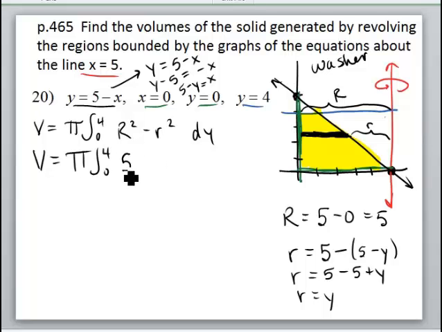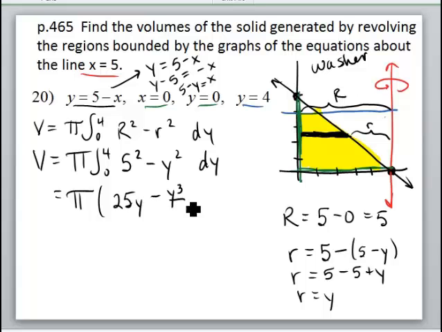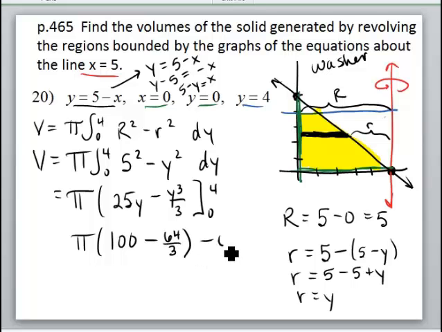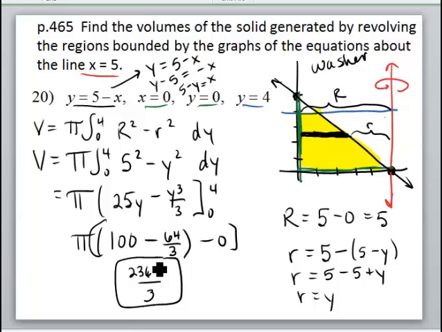So I've got big R squared minus little r squared dy. When I go to integrate, I end up getting 25y minus y cubed over 3 from 0 to 4. When I plug in my numbers, I end up with 100 minus 64 over 3, minus 0. Making a common denominator, I'd have 300 over 3, and 300 minus 64 is 236 pi over 3. I'm going to stop here and do the next problem on one video.